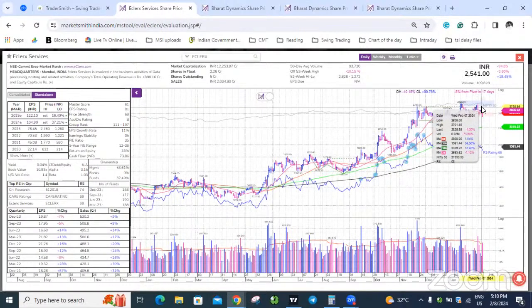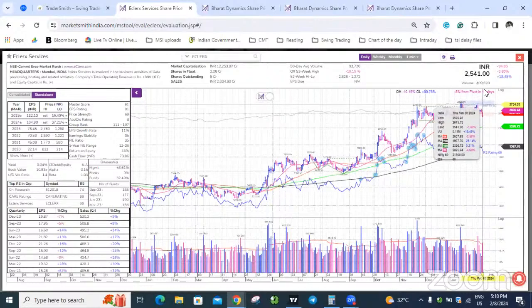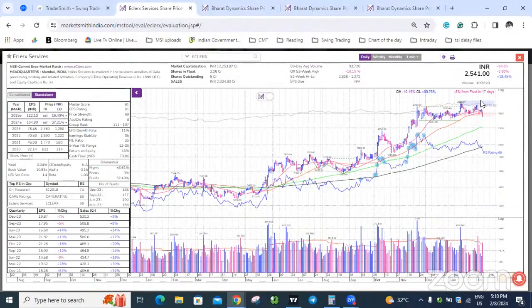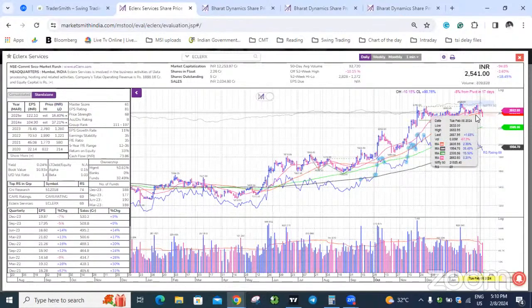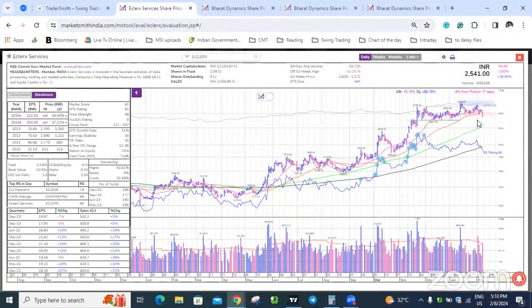On the upside, the 2770-2780 kind of level is a key resistance level for Eclerx. Once it breaks out above that level, the bullish momentum will continue. But right now it's showing some weakness, so it might head towards the stop loss region somewhere around the 2450 level. That is the stop loss area for this particular stock.